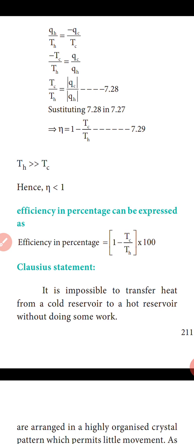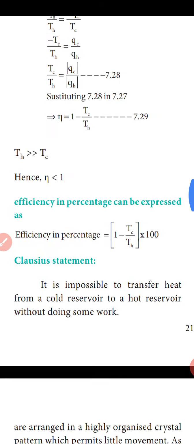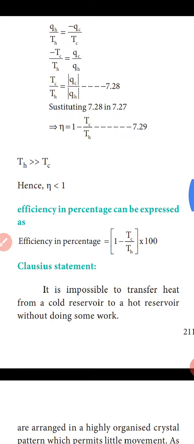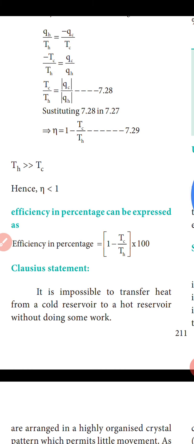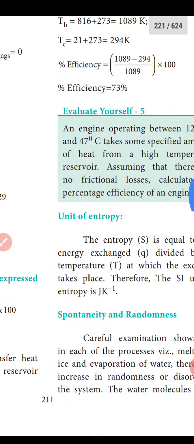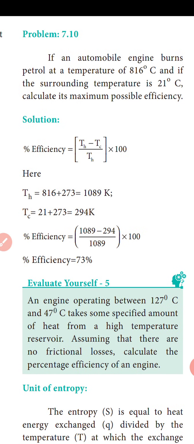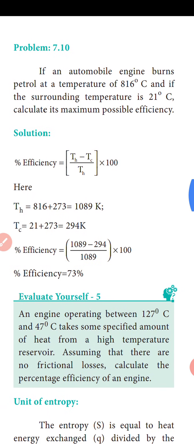Now the Clausius statement. It is impossible to transfer heat from a cool reservoir to a hot reservoir without doing some work. This is the Clausius statement. See this calculation: if an automobile engine burns petrol at a temperature of 816 degrees Celsius and the surrounding temperature is 21 degrees Celsius, calculate the maximum possible efficiency.